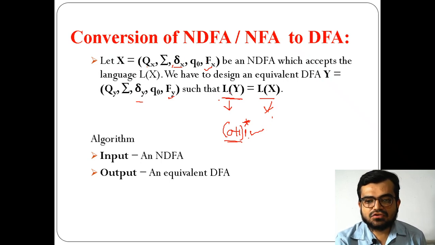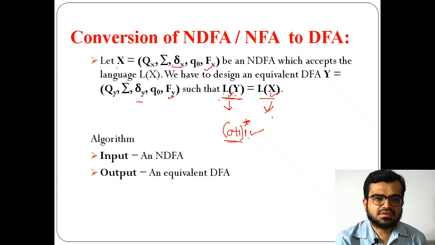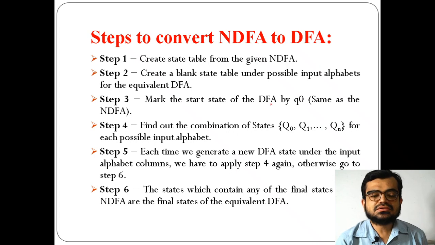That's why L of x, the language of x, is associated with the NFA, and L of y is associated with the DFA. Or else if you take x as NDFA, that is NFA, and y as DFA, the language should remain the same. If that is the case, then it is valid. So now there is a procedure by which we need to convert a given NFA or NDFA into DFA.